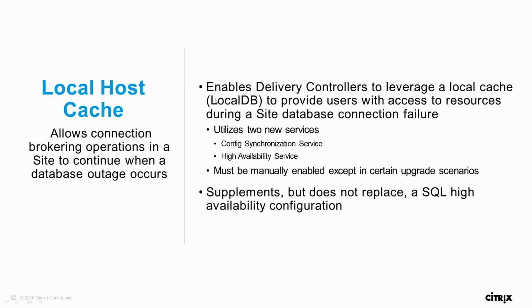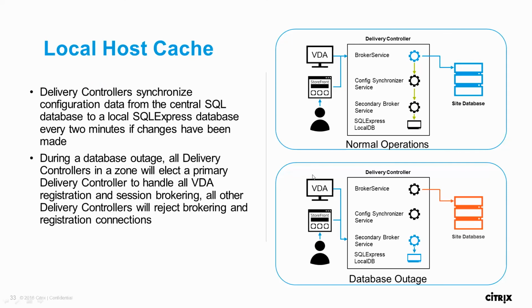Okay. So for the local host cache, two additional services will be running. One is the config synchronization service. Another one is the high availability service. Let's go through the meaning of these services clearly in this diagram. How does local host cache work in normal operations and in a database outage? In normal operations, very simple: the delivery controller synchronizes the configuration data from the central SQL database to the local SQL Express database every 2 minutes if changes have been made.